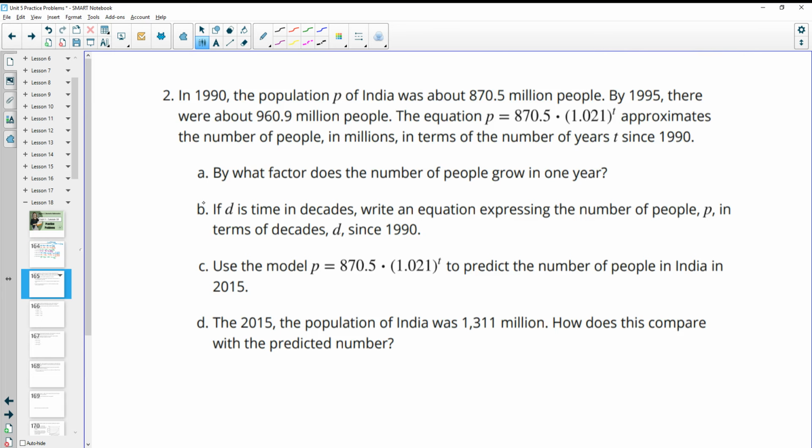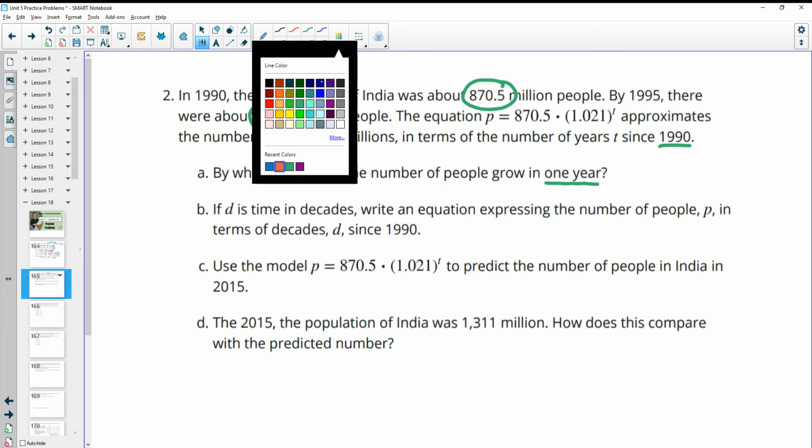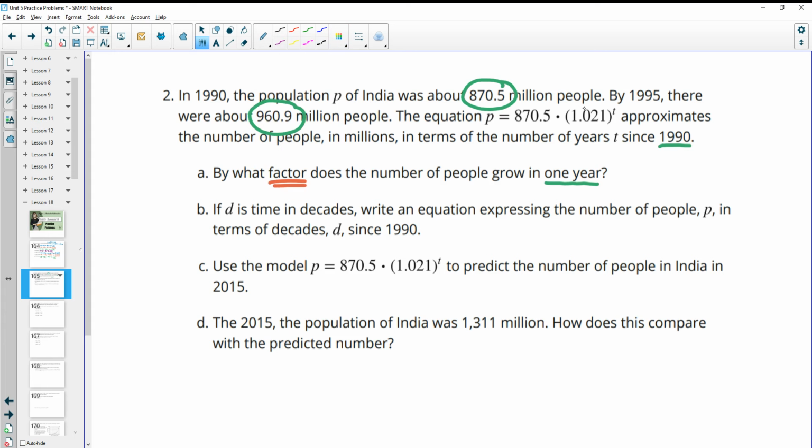Number 2, in 1990, the population of India was about 870.5 million people. By 1995, there were 960.9 million. Here's the equation that approximates the number of people in millions in terms of the years since 1990. By what factor does the number of people grow in 1 year? So we have this in our equation, right? This is in terms of number of years since 1990. So our growth factor is going to be this, 1.021.